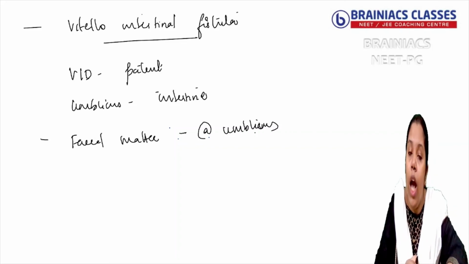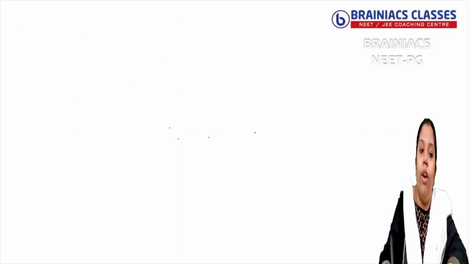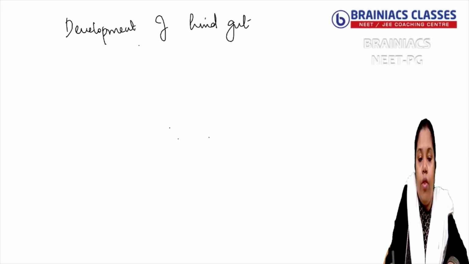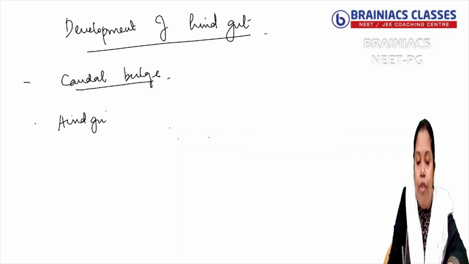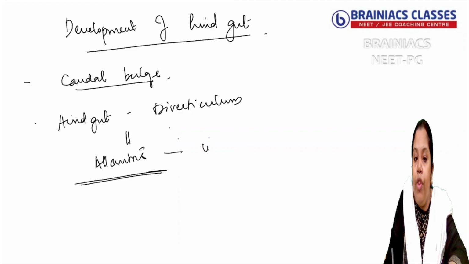So this is about the anomalies of the midgut. With this we have completed the development of the midgut. Now we are moving on to the development of the hindgut. The hindgut, I told you, develops from the caudal bulge. This hindgut will form a diverticulum called the allantois. And this allantois will form part of the umbilical cord or the connecting stalk.